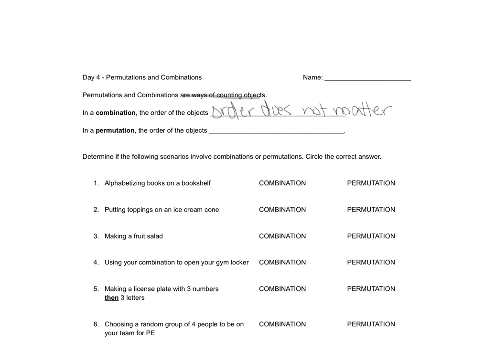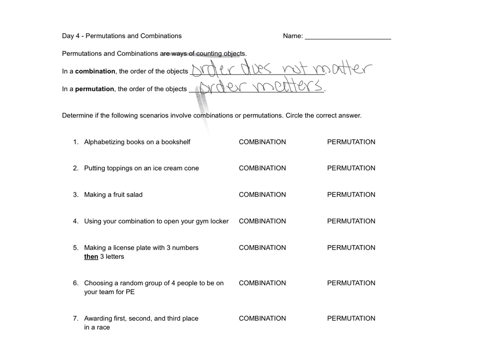Okay, therefore, the other way of thinking about it is in a permutation, the order does matter. So let's take a look at some examples of things you'd maybe need to order or choose combinations of. Let's think about whether the order matters or not, remembering that order doesn't matter with a combination, but it does matter with a permutation.